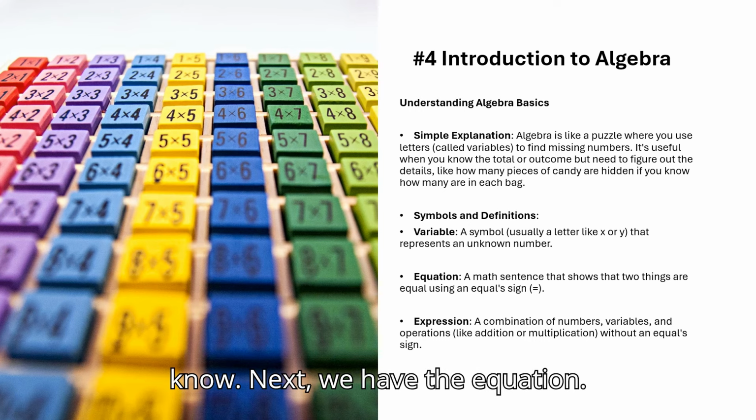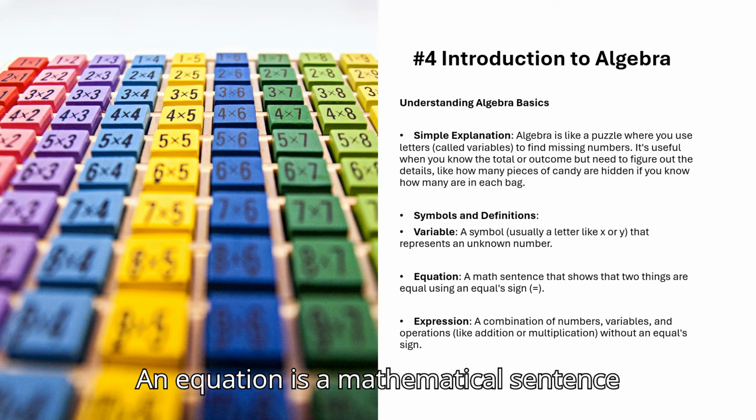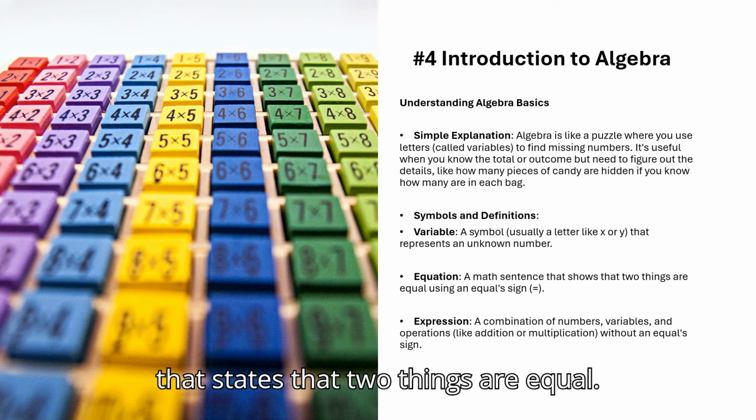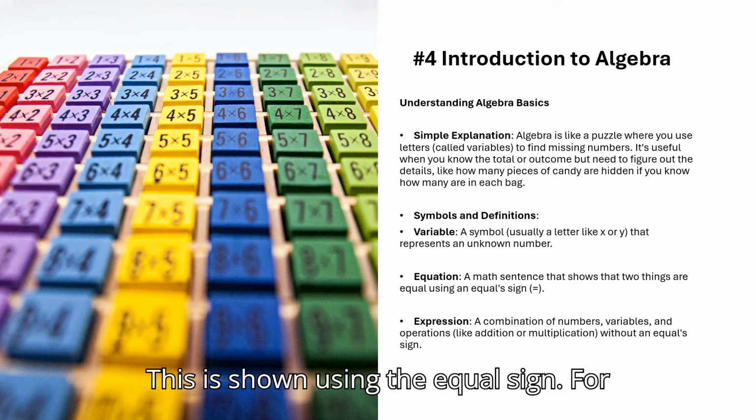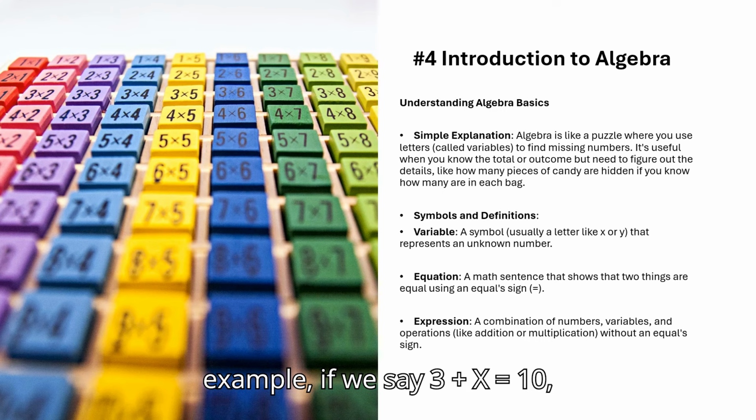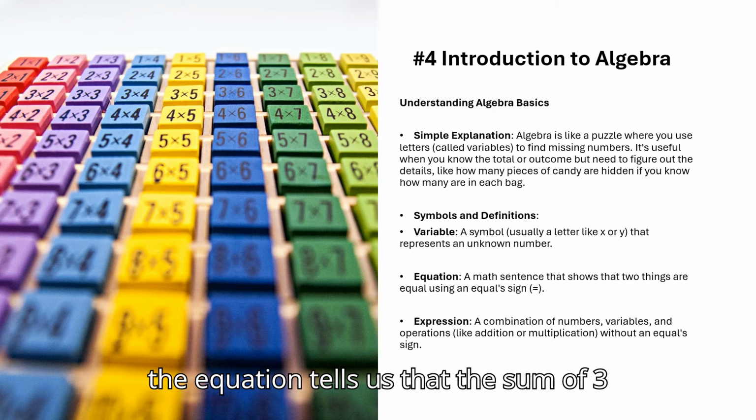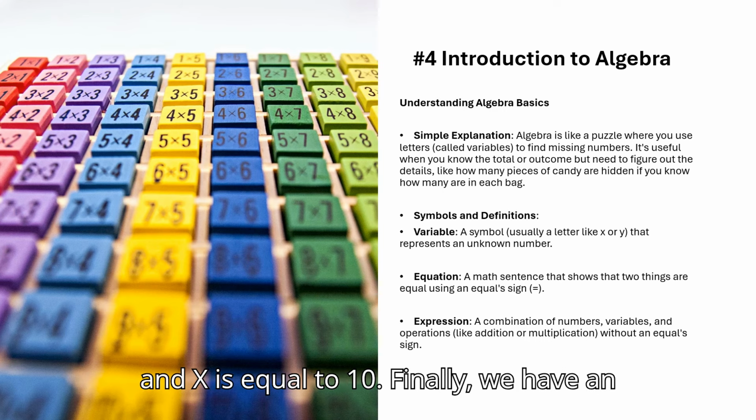Next, we have the equation. An equation is a mathematical sentence that states that two things are equal. This is shown using the equal sign. For example, if we say 3 plus x equals 10, the equation tells us that the sum of 3 and x is equal to 10.